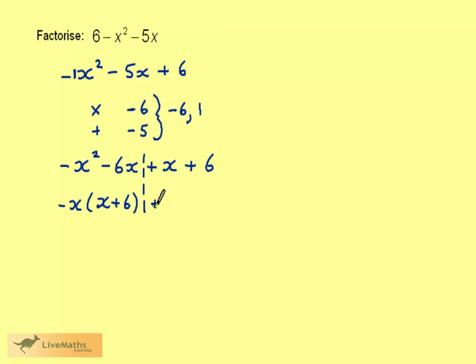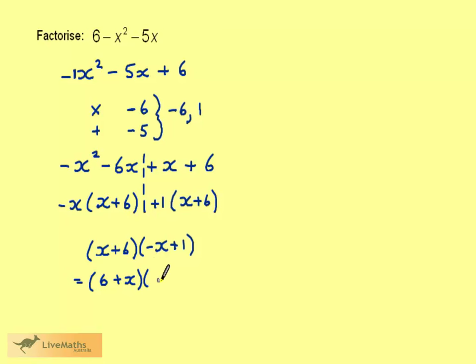On the right we have a common factor of 1. Open bracket and we have x plus 6. So our final answer is going to be x plus 6, open bracket, the minus x from here, and the plus 1 from here. Although we may tidy this by writing 6 plus x, just changing the order in the first bracket, and doing the same in the second bracket, we get 1 minus x.